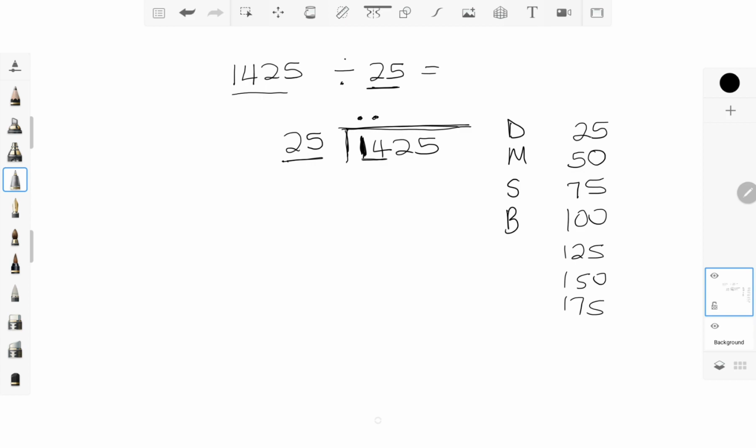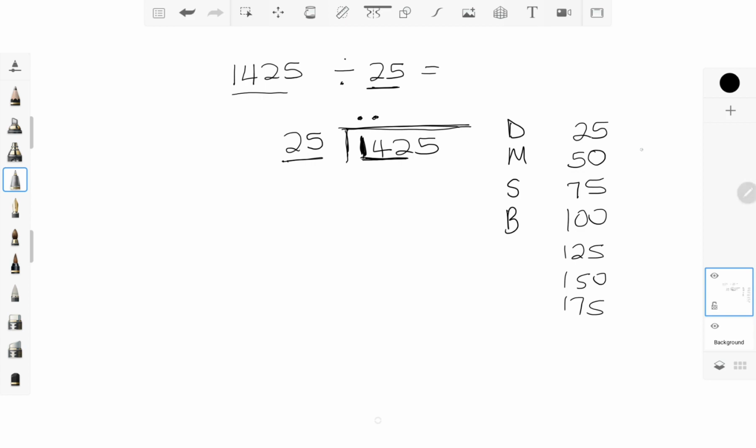Okay. Now, alignment is very important. So we go to the next number, and my number is now 142, right? So can 25 go into 142? So definitely it can go because obviously it is bigger.